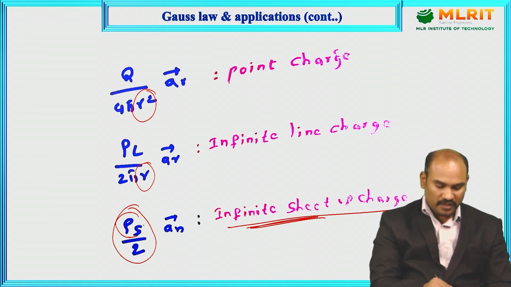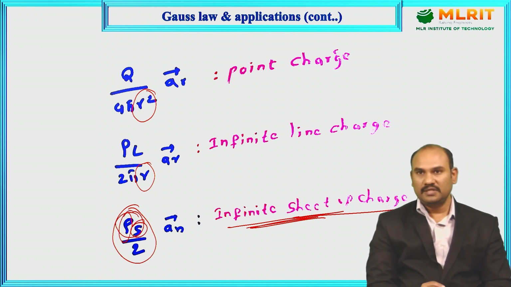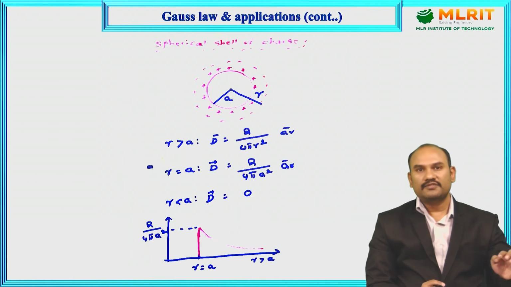Then what do we have? Rho s here. Rho means charge density. It is a sheet of charge, so rho s means surface charge density. Next you have some special scenarios.